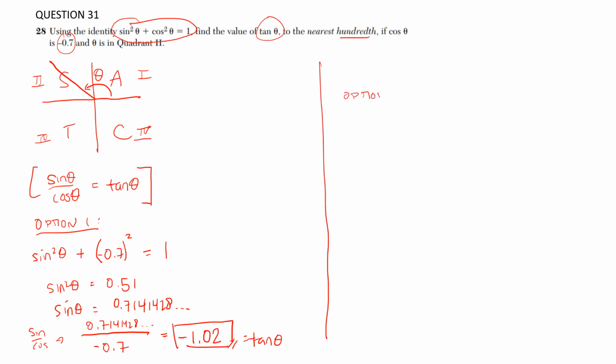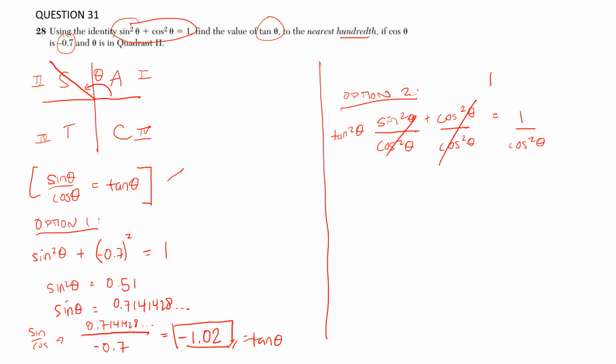Instead of solving explicitly for sine, we can manipulate the initial equation first. We have sine squared theta plus cosine squared theta equals 1. Why don't we divide everything by cosine squared theta? This cancels to 1, and this becomes tangent squared theta, again using this relationship. So now we have tan squared theta, and I'm going to move the 1 over to the other side, so we have 1 over cosine squared theta minus 1.